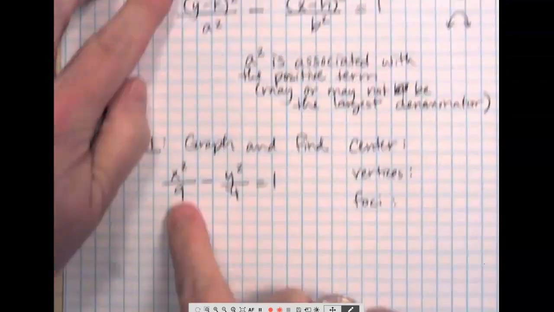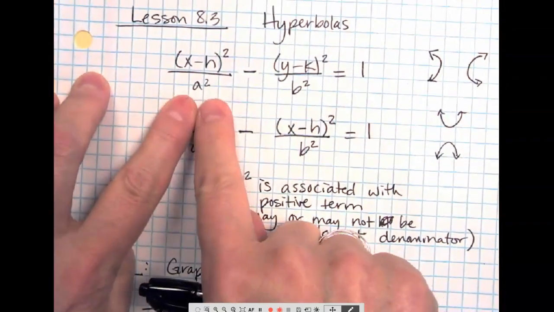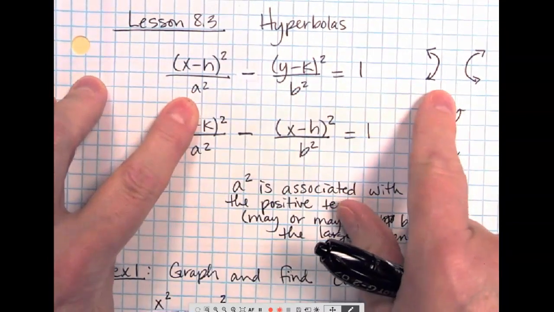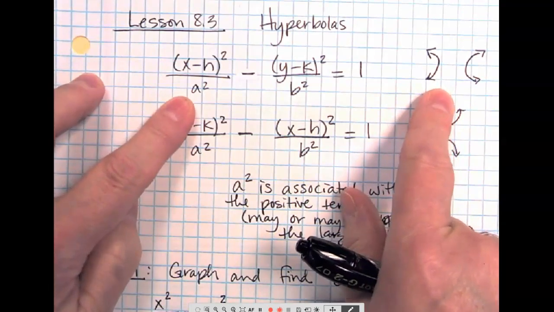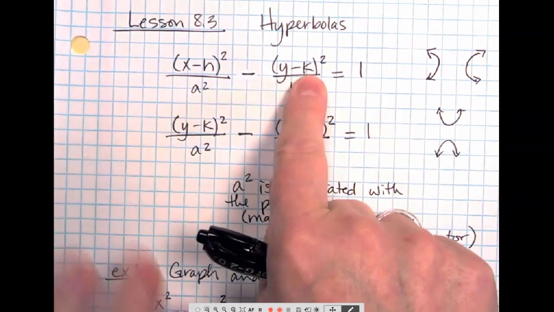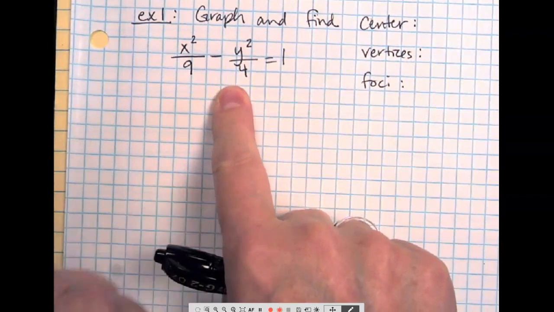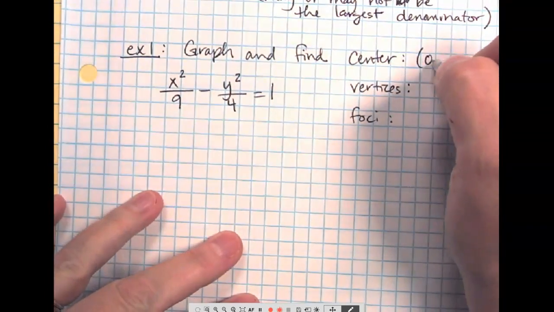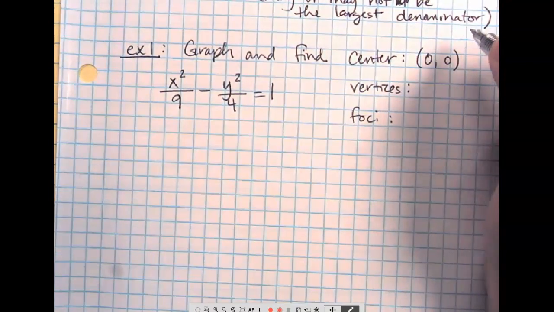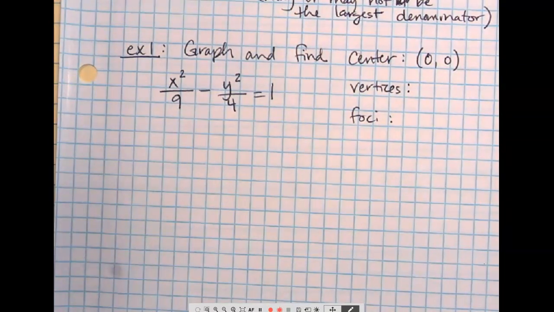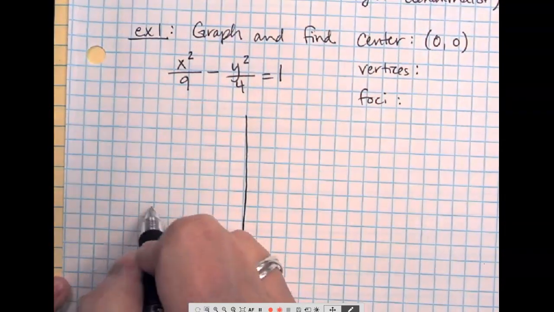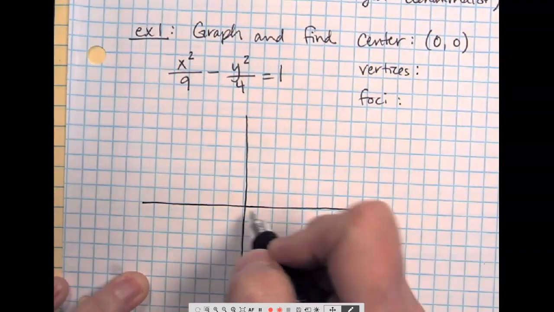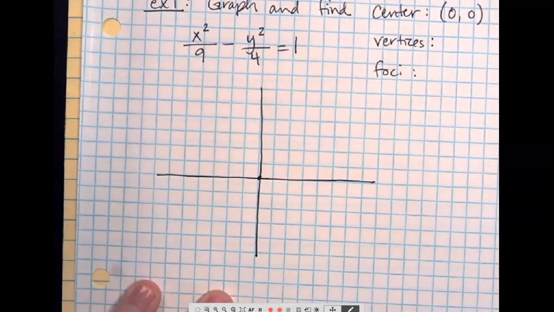Alright, so in this one I have the x term being first, so I'm looking at this format. That tells me I should end up with a horizontal hyperbola, curves going left and right. What's the h and k if that's the equation? Yeah, the center is at the origin here, because there's nothing being subtracted from the x and y. Okay, so let me show you how to graph these. There's our center point at the origin.